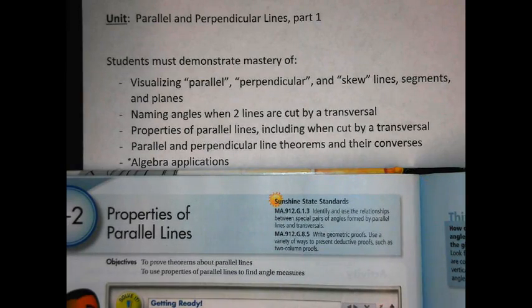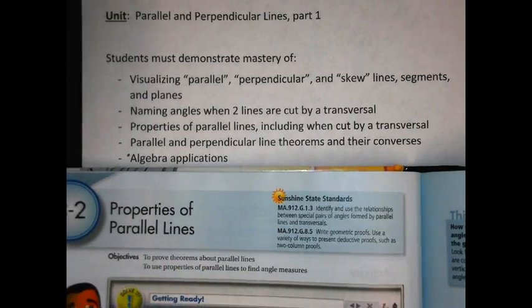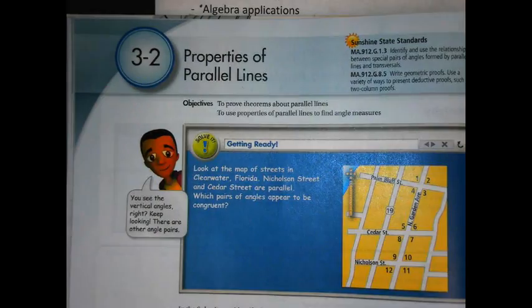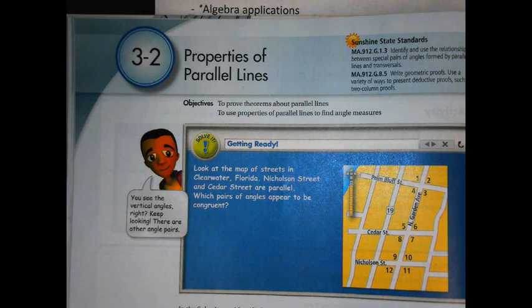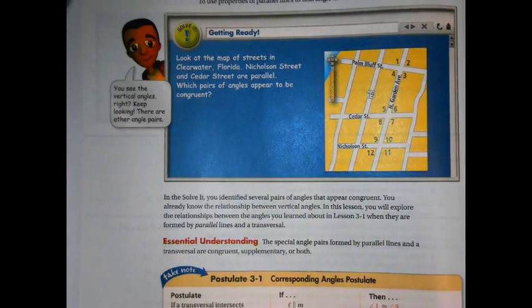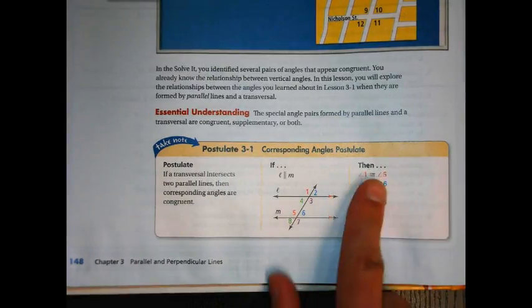So in the textbook, we're going to be dealing with Chapter 3, Section 2, properties of parallel lines. And the first thing I'm going to tell you is that I'm accompanying that PowerPoint, and the PowerPoint really goes through the textbook here. We have our Postulate 3.1, which I feel is more like a theorem, but whatever, because it's an if-then statement. So basically it's about corresponding angles.